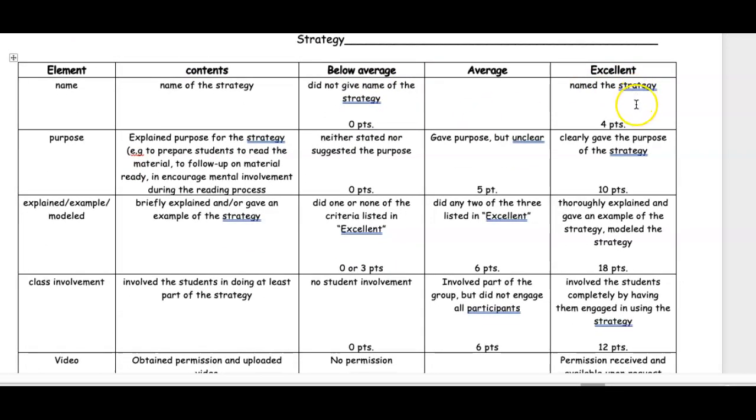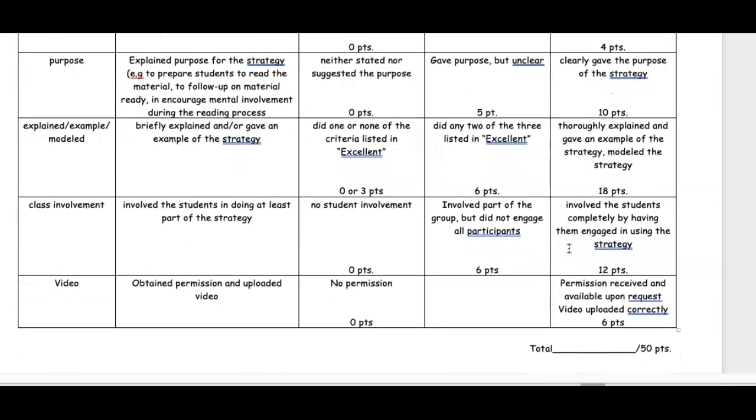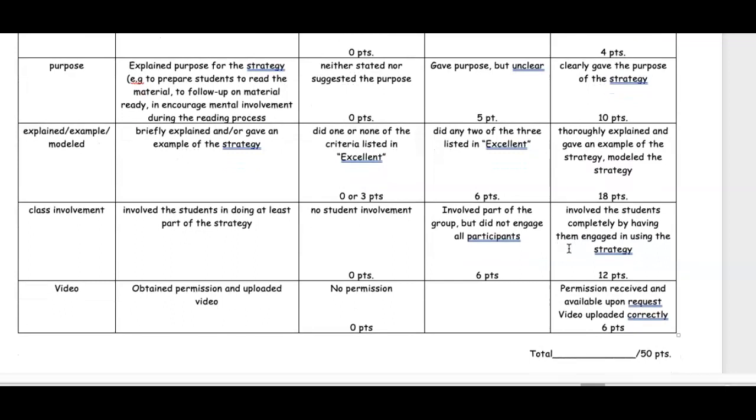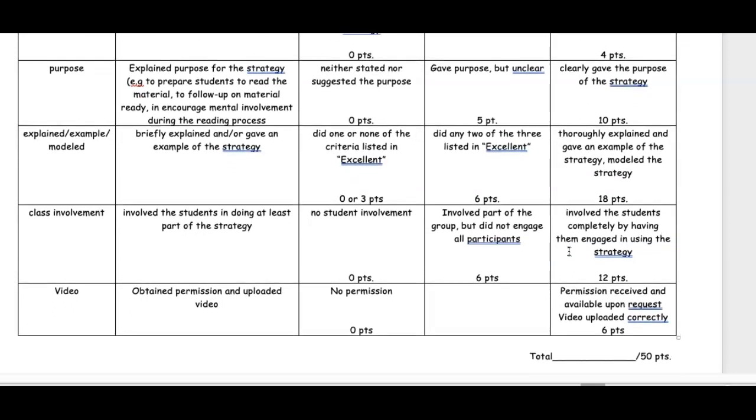Did you name the strategy? Did you clearly give the purpose of the strategy? Did you thoroughly explain and give an example of the strategy? And did you model the strategy for the students? Did you involve the students completely by having them engaged in using the strategy? Did you have permission to video them? And did you upload the video correctly?